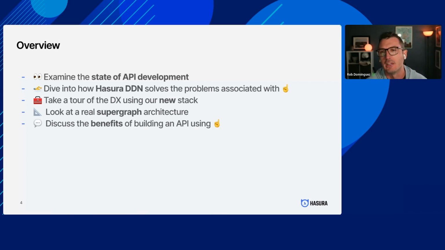So I'm going to be talking about just how we view the state of API development in 2023 and a lot of the problems that exist with developing APIs in the modern day. From there, we'll pivot a little bit and talk about how Hasura DDN solves a lot of these problems and removes friction for teams that are looking to build quickly and iteratively on their APIs and really wrangle all of their data into one place, as opposed to being in these disparate microservices and APIs.